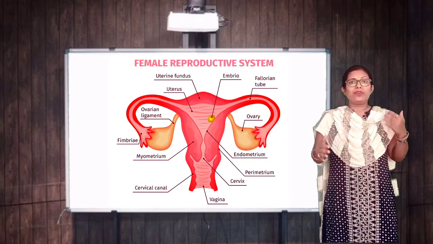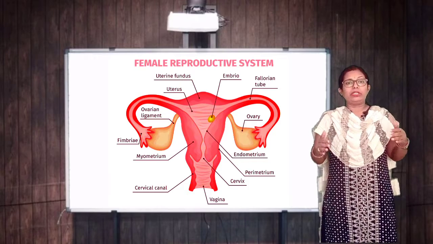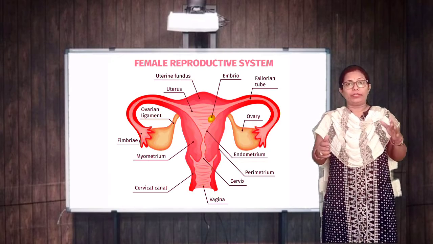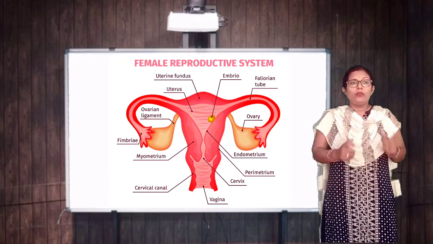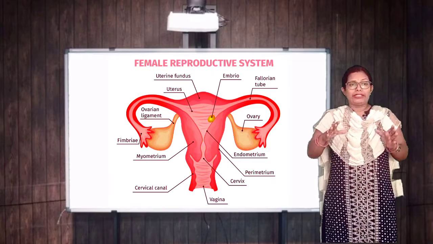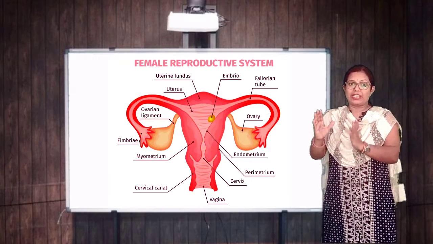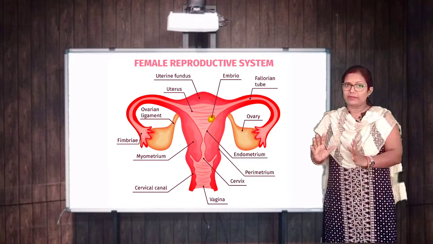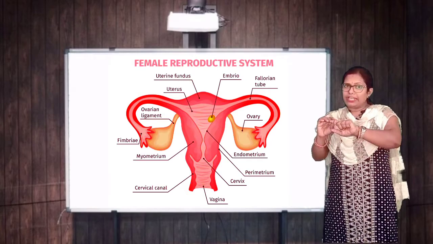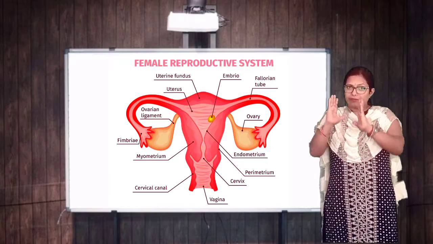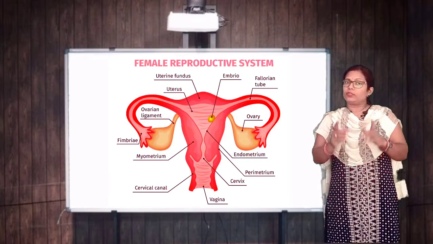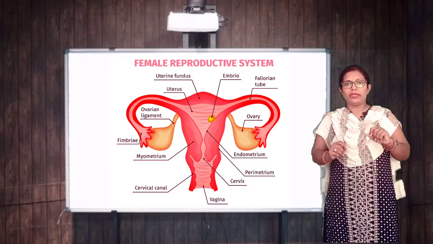नाउ नेक्स्ट वी विल डिस्कस अबाउट द ओविडक्ट और फैलोपियन ट्यूब. नाउ व्हाट इज दिस स्ट्रक्चर? ओविडक्ट आर द फनल सेप्ट मस्कुलर ट्यूब्स. स्टार्टिंग में ओविडक्ट कैसे होते हैं? फनल सेप्ट होते हैं एंड उसके बाद ये नैरो ट्यूबुलर स्ट्रक्चर होते हैं. अब जो फनल सेप्ट स्ट्रक्चर होते हैं उसे हम लोगों ने कहा इनफंडिबुलम.